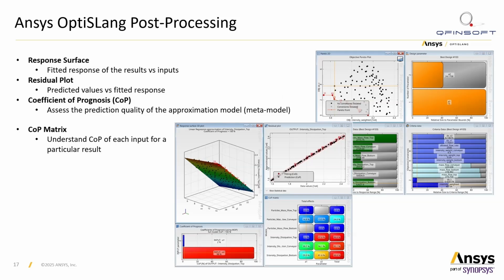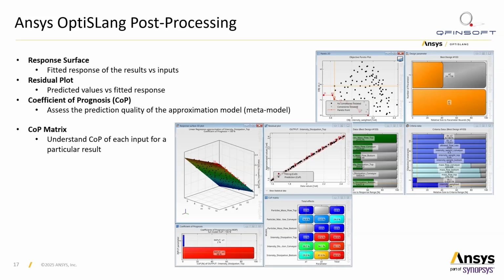With OptiSLang, once we have looked at various results, we can then look at, for example, the response surfaces, which is a fitted response of the results that we got from Rocky and the inputs that were driven by OptiSLang. We can look at residuals, the predicted value versus the fitted response. So we can see if the optimized result falls in line with what was predicted.